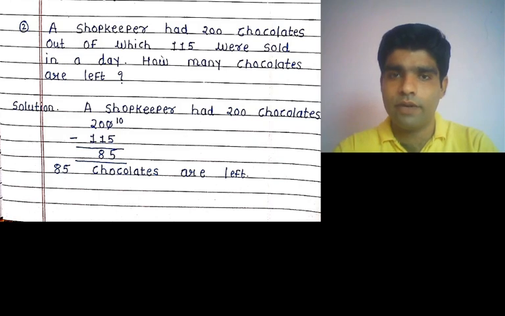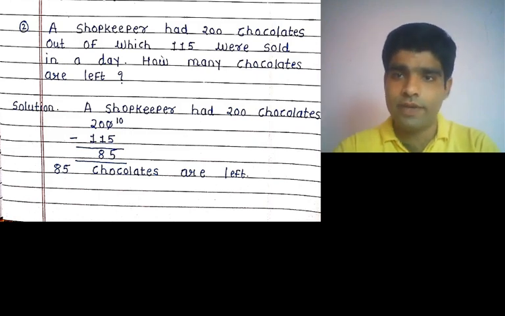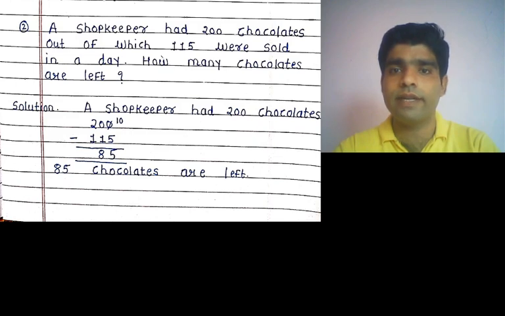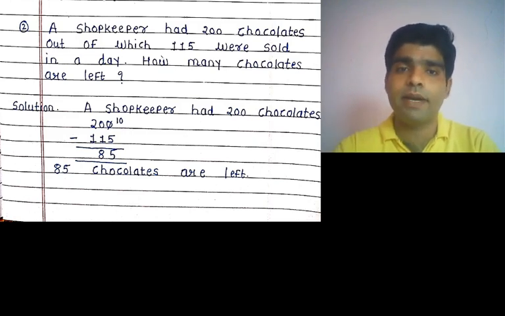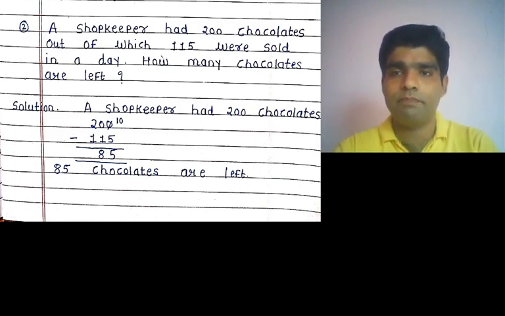Okay. First of all, write down the given condition. Total number of chocolates is 200, and out of the 200, 115 were sold. The meaning of sold is that you have to use the selling, subtraction. Okay, 200 subtract 115, we have to solve it. 0 minus 5 is not possible. So this is 10 minus 5, your answer is 5. And the 0 can be replaced by 9. 9 minus 1, your answer is 8. It means that 85 are left.